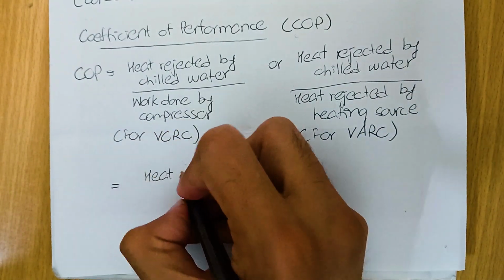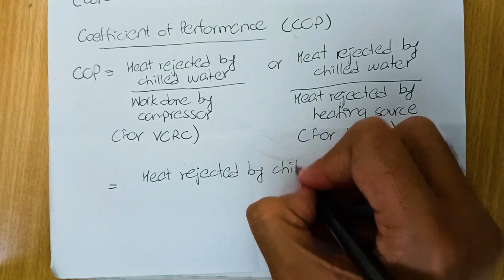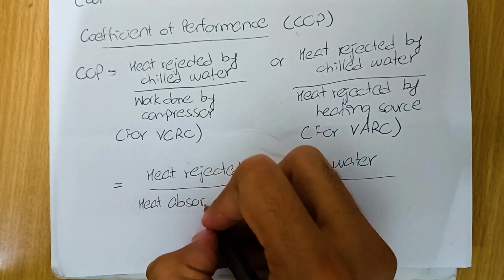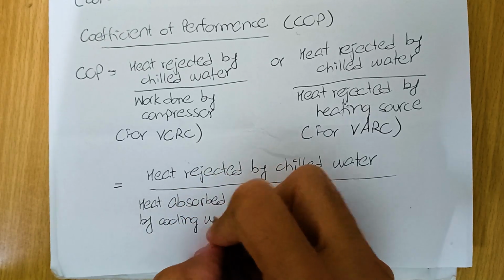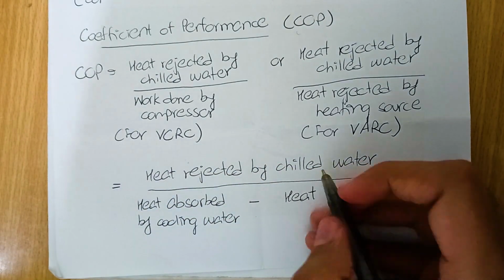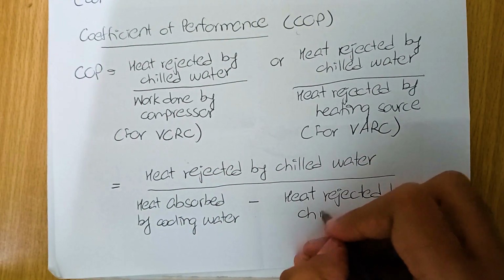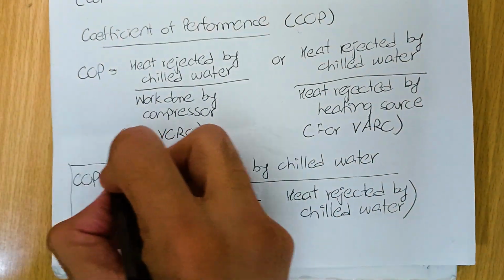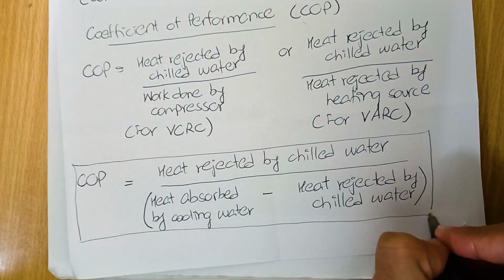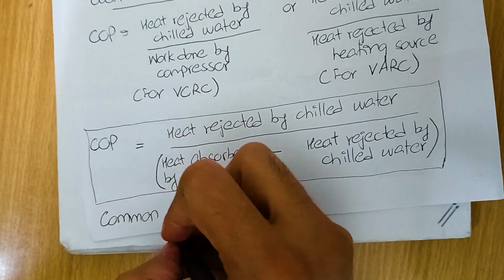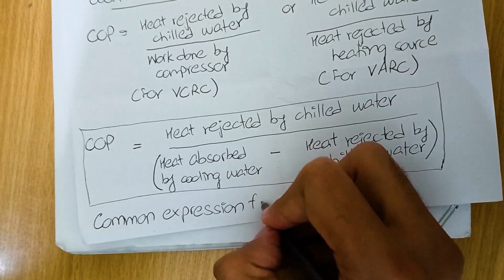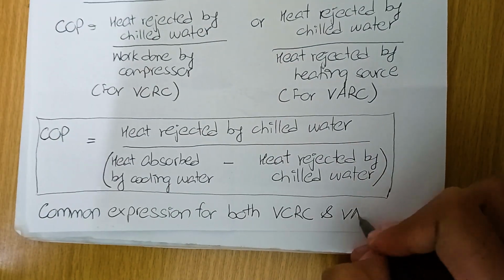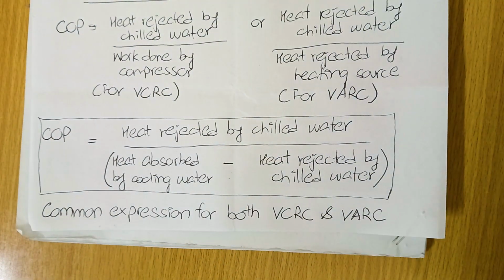So here we have our common expression for coefficient of performance of chillers for both vapor compression refrigeration cycle and vapor absorption refrigeration cycle. It is heat rejected by chilled water in the evaporator divided by the difference between heat absorbed by cooling water in the condenser and heat rejected by chilled water in the evaporator.